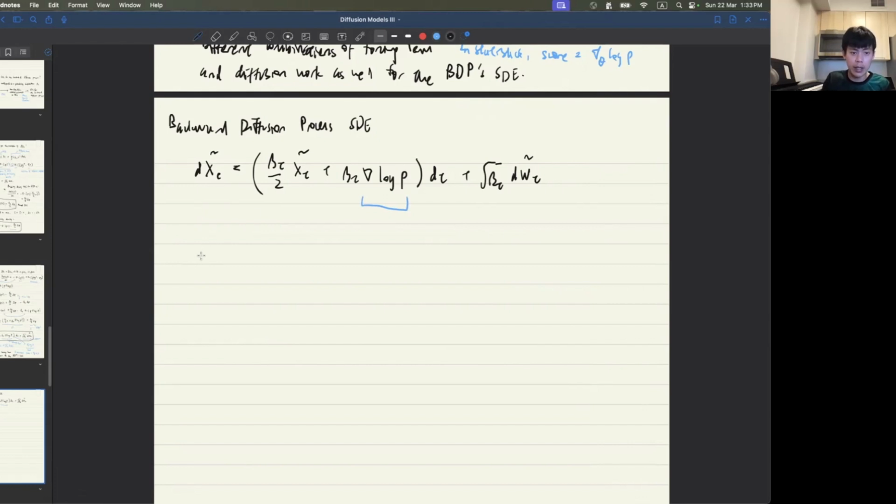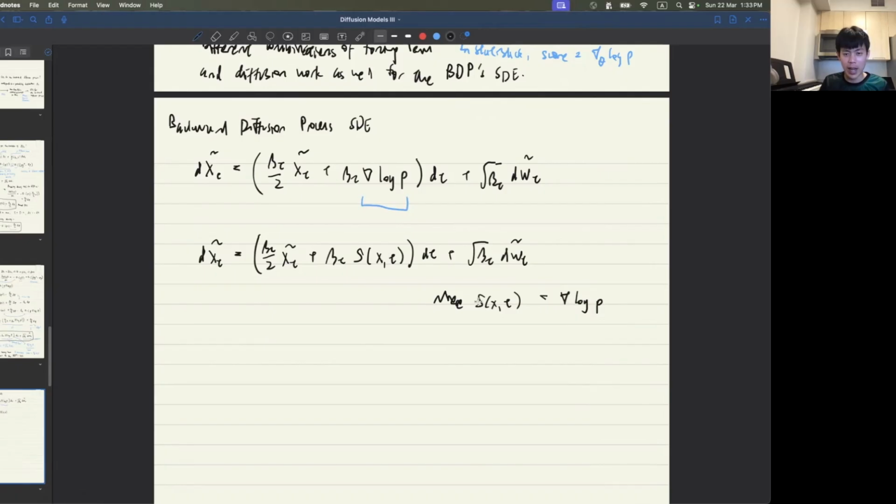So I guess just to make it clearer, I'm going to use S as the symbol for the score. S is a function of the displacement and the time. dt plus square root beta t dwt, where S(xt) is the score, which is the gradient of the log probability at xt. And so the conclusion is, why not just use a neural network to predict the score? And that is exactly what we are going to do.